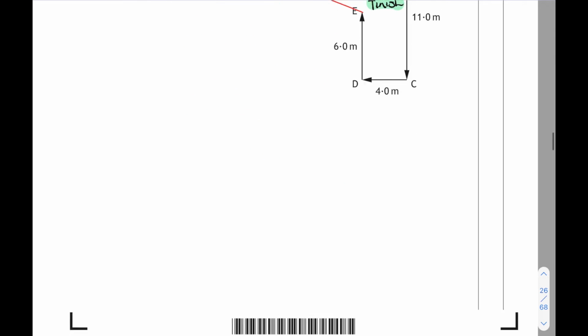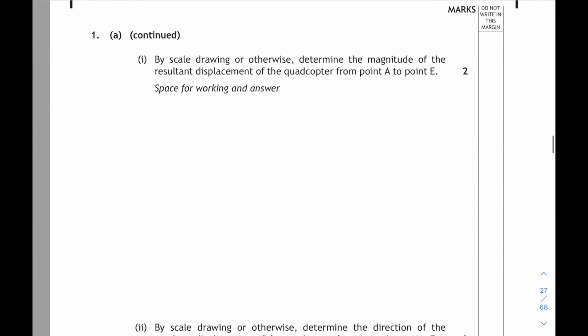We are asked, by scale diagram or otherwise, determine the magnitude of the resultant displacement of the quadcopter from point A to point E. So it's only the magnitude of the displacement we want first, for 2 marks. That just means the size of the vector. So the size of that red line that I've drawn on the previous page there.